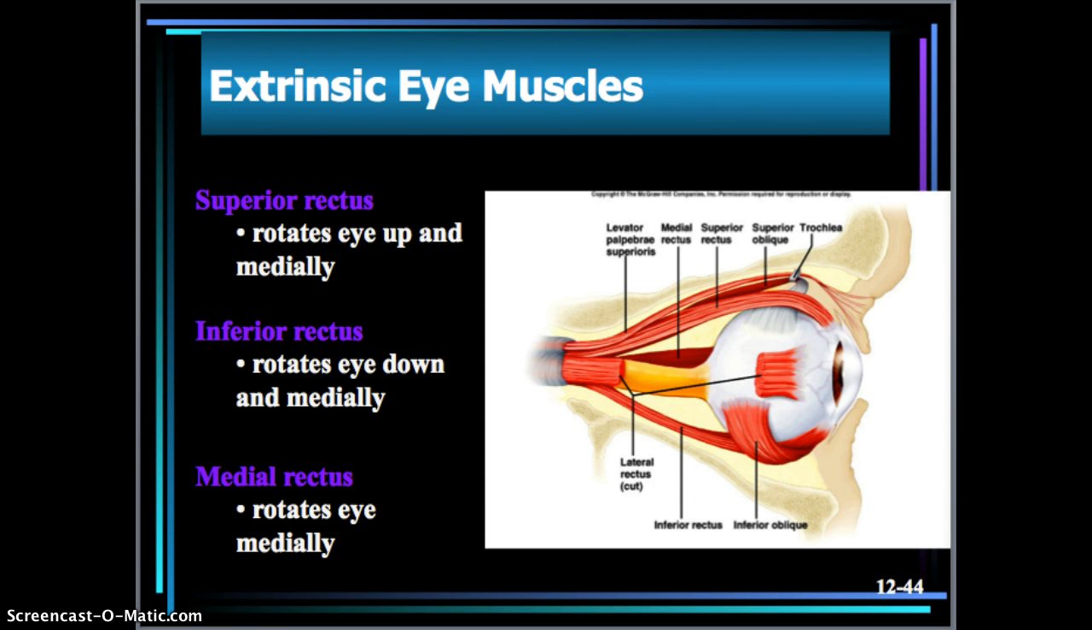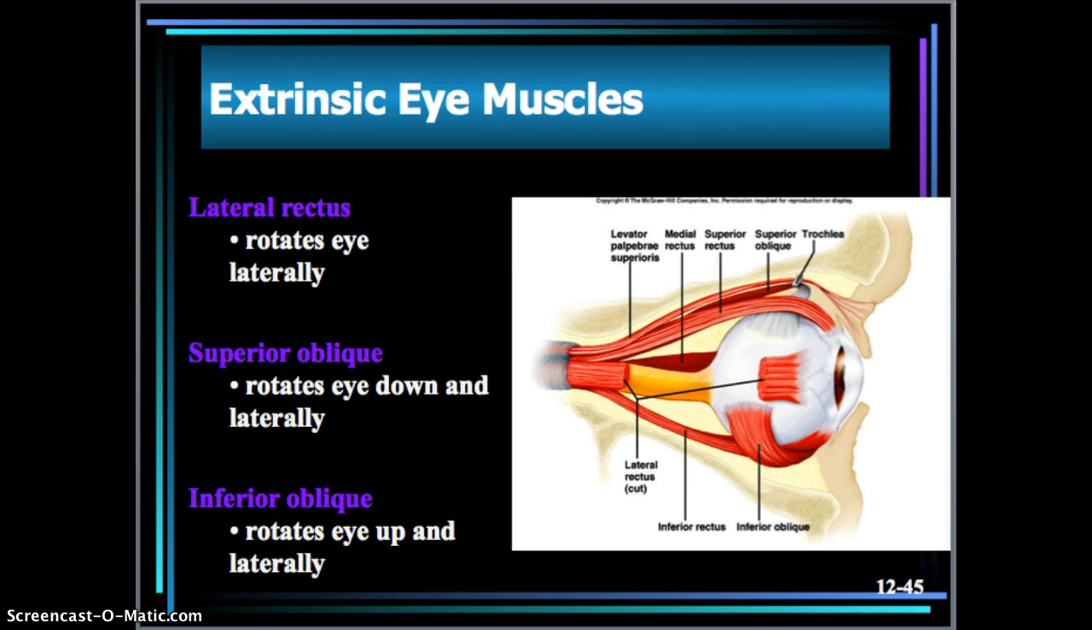There's the superior rectus, which rotates the eye up and medially. So here's the superior rectus. Superior means on top. Inferior rectus rotates the eye down and medially. So here's our inferior rectus. The medial rectus rotates the eye medially. So here's our medial rectus there. The lateral rectus rotates the eye laterally.